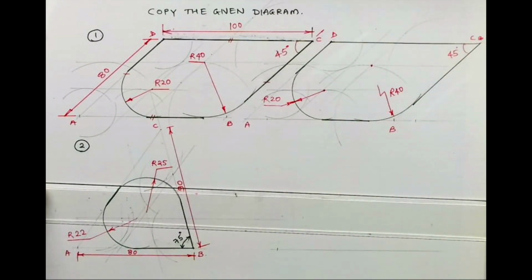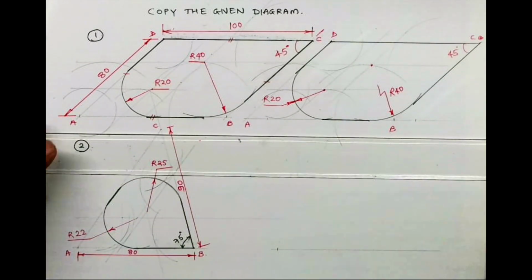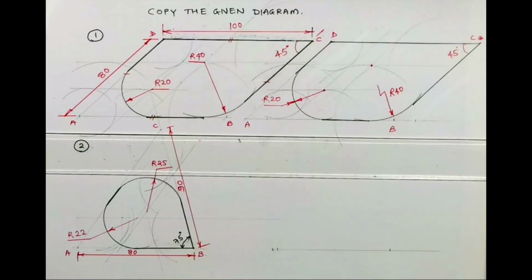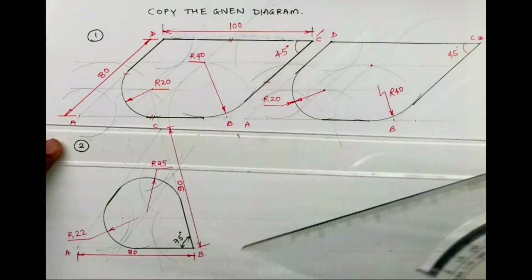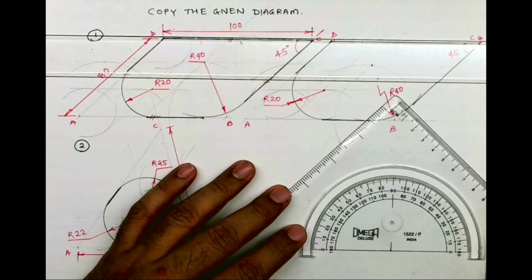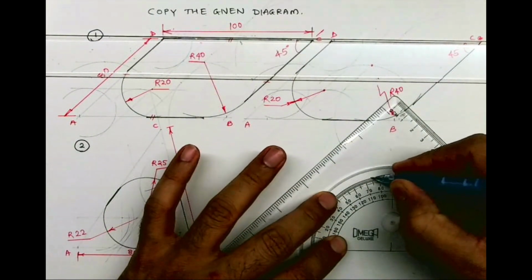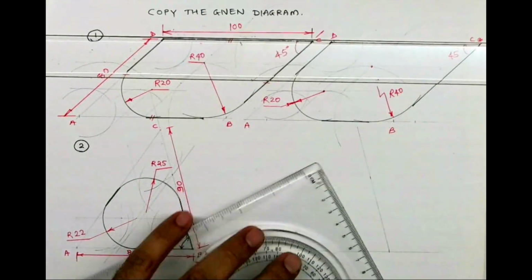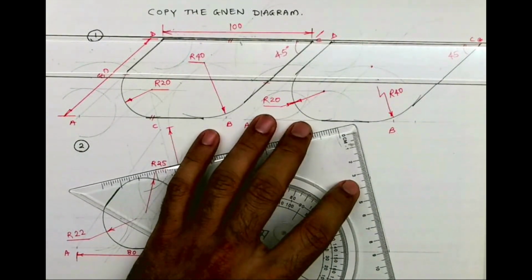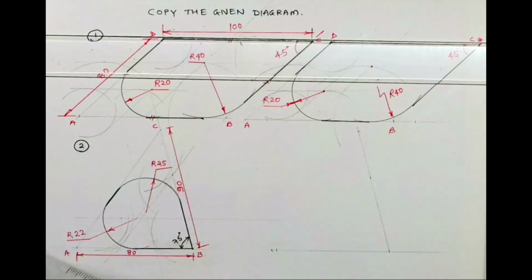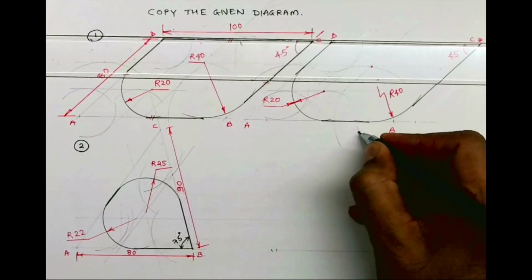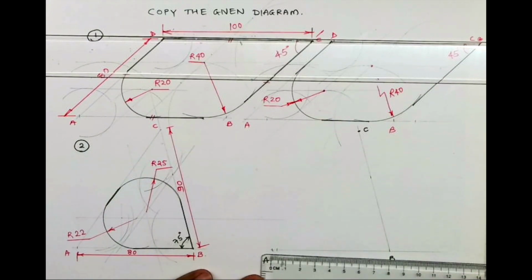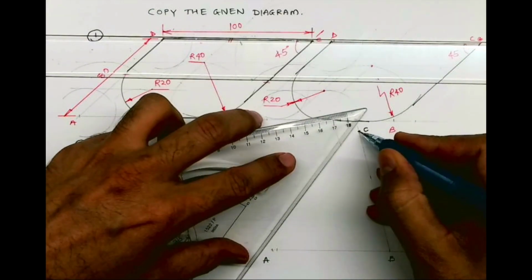Now the next sum. We have a line 80 mm long. We'll draw that line dark. And from point B we'll draw 75 degrees. Now how much is this? 90. So this is point C, this is point B, this is point A. A to B and B to C, and we'll join this.